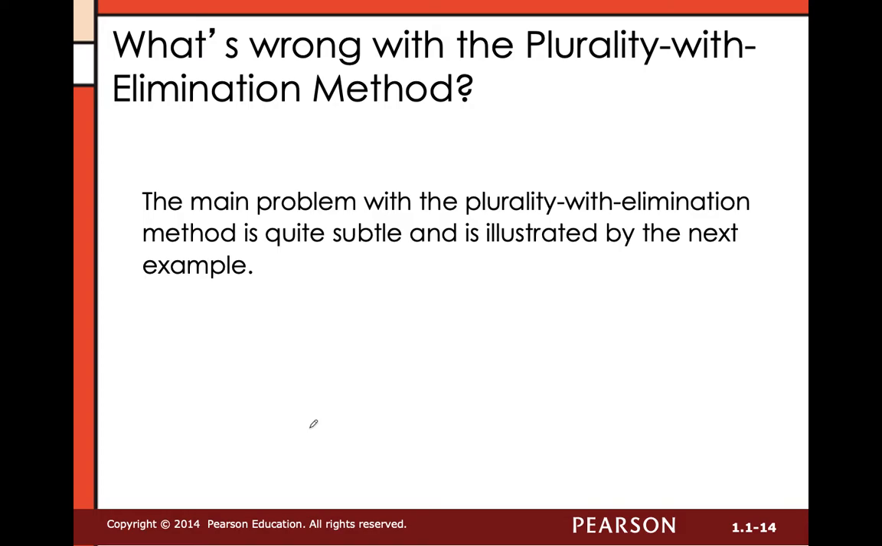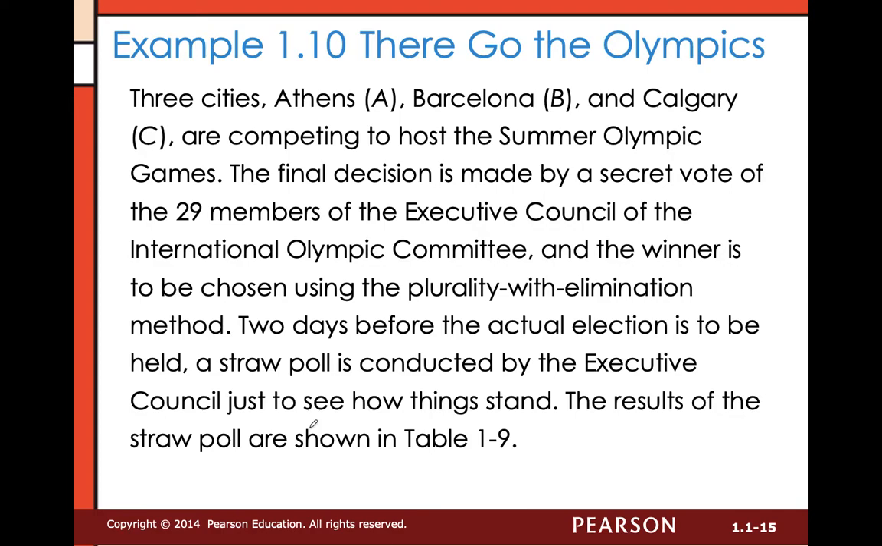Okay, so some problems, because at first glance plurality with elimination seems like a pretty good method. The main problem is going to be illustrated in the next example that I'm going to give you. We're going to talk about the Olympics, and unfortunately there's not going to be Olympics this year, but we'll talk about the decision process for where they're going to be hosted.